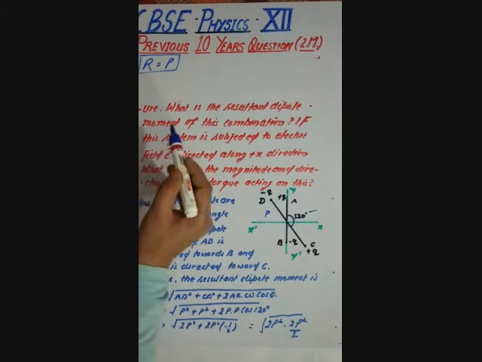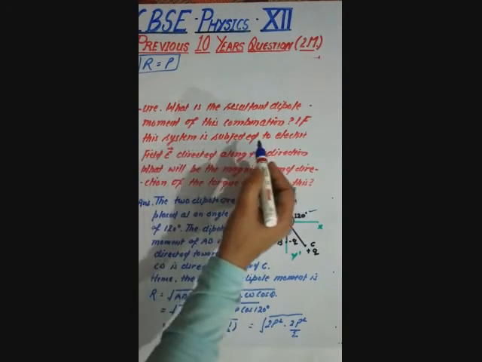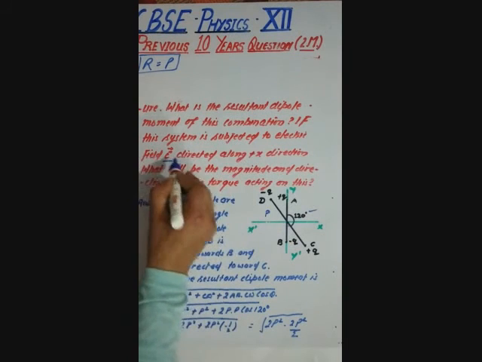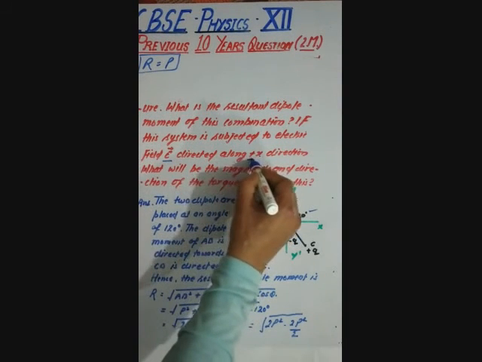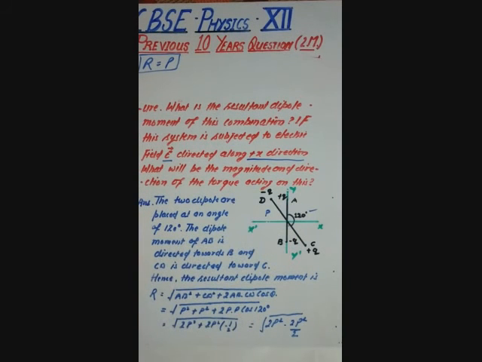Then we have to find the resultant. Then after, if the system is subjected to the electric field E directed along positive x direction, what will be the magnitude and the direction of the torque acting on this?